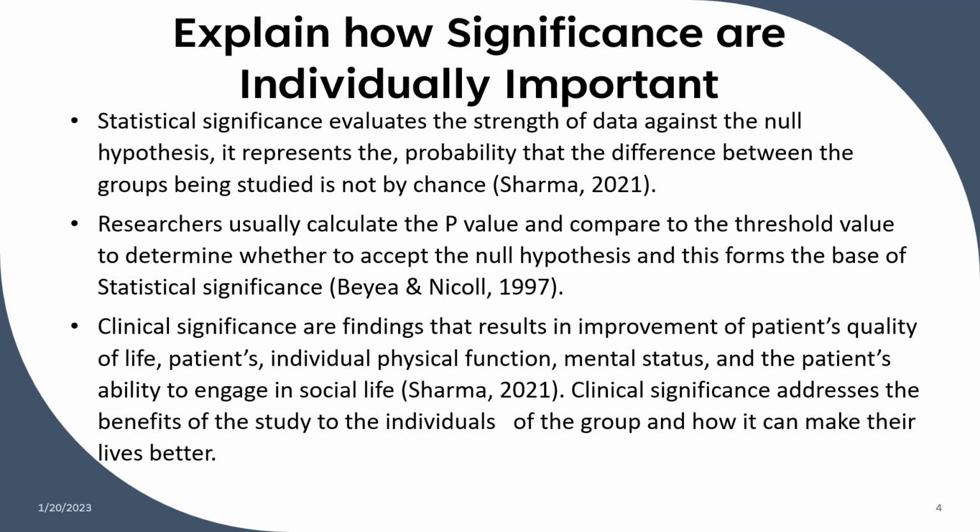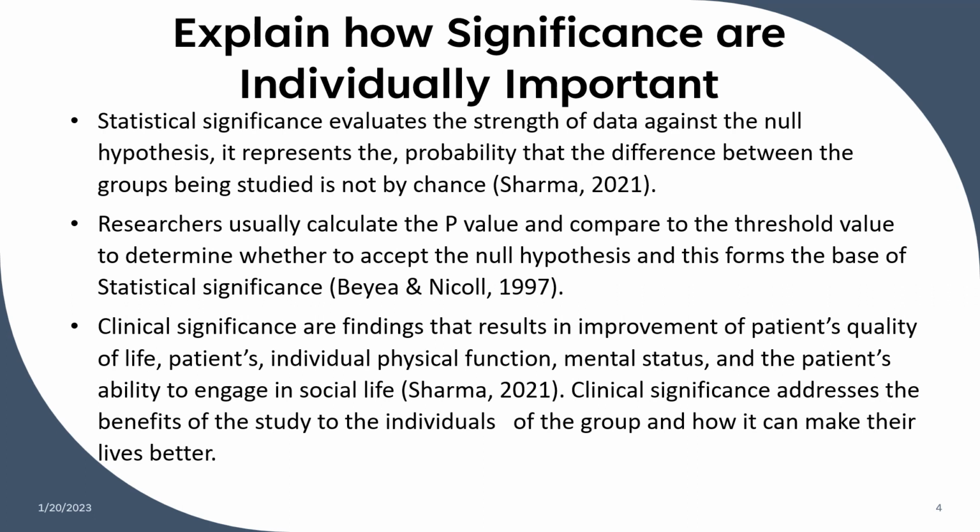So now I'll be talking about how both significance are individually important. Statistical significance evaluates the strength of data against the null hypothesis. It represents the probability that the difference between the groups being studied is not by chance. Researchers usually calculate the p-value and compare it to the threshold value to determine whether to accept the null hypothesis, and this forms the base of statistical significance.